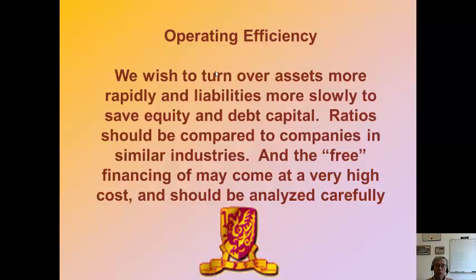So in summary, when we study operating efficiency, we wish to turn over assets more rapidly and liabilities more slowly to save equity and debt capital. Ratios of companies should be compared to companies in similar industries to make appropriate comparisons as to what constitutes inefficient or efficient use of resources. And the free financing of payables may come at a very high price if there are discounts or other costs to those payables, and so they should be analyzed very carefully.